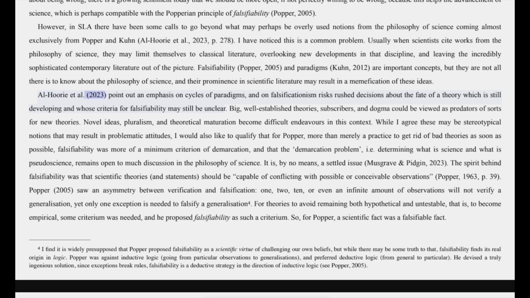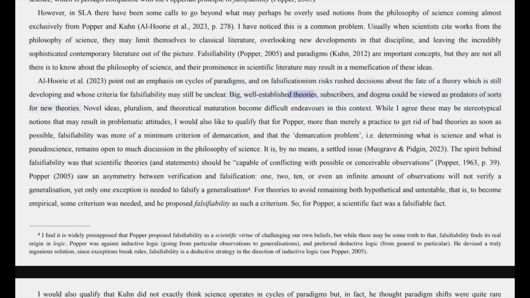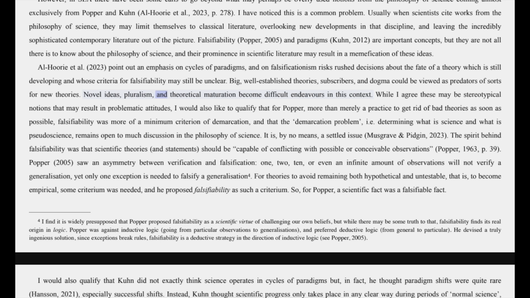Al-Hoorie et al. (2023) point out an emphasis on cycles of paradigms, and on falsificationism, risks rushed decisions about the fate of a theory which is still developing, and whose criteria for falsifiability may still be unclear. Big, well-established theories, subscribers and dogma could be viewed as predators of sorts for new theories. Novel ideas, pluralism, and theoretical maturation become difficult endeavors in this context. While I agree these may be stereotypical notions that may result in problematic attitudes, I would also like to qualify that for Popper, more than merely a practice to get rid of bad theories as soon as possible, falsifiability was more of a minimum criterion of demarcation, and that the demarcation problem, i.e.